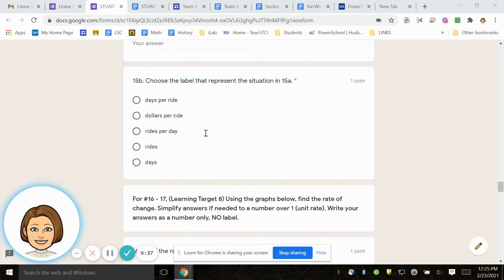Number 15b, choose the label that represents the situation in 15a. Days per ride, dollars per ride, rides per day, rides, days.